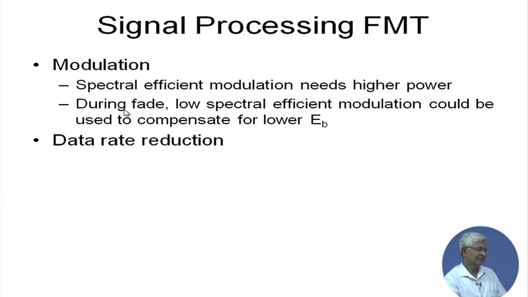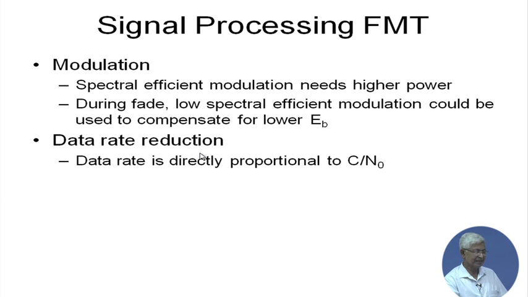There is the other technique, if you recollect, it was C by N naught is equal to EB by N naught multiplied by bit rate, or ES by N naught multiplied by symbol rate. So when the C by N naught has gone down, we can manage the same EB by N naught or ES by N naught by reducing the data rate. So data rate reduction is another technique.